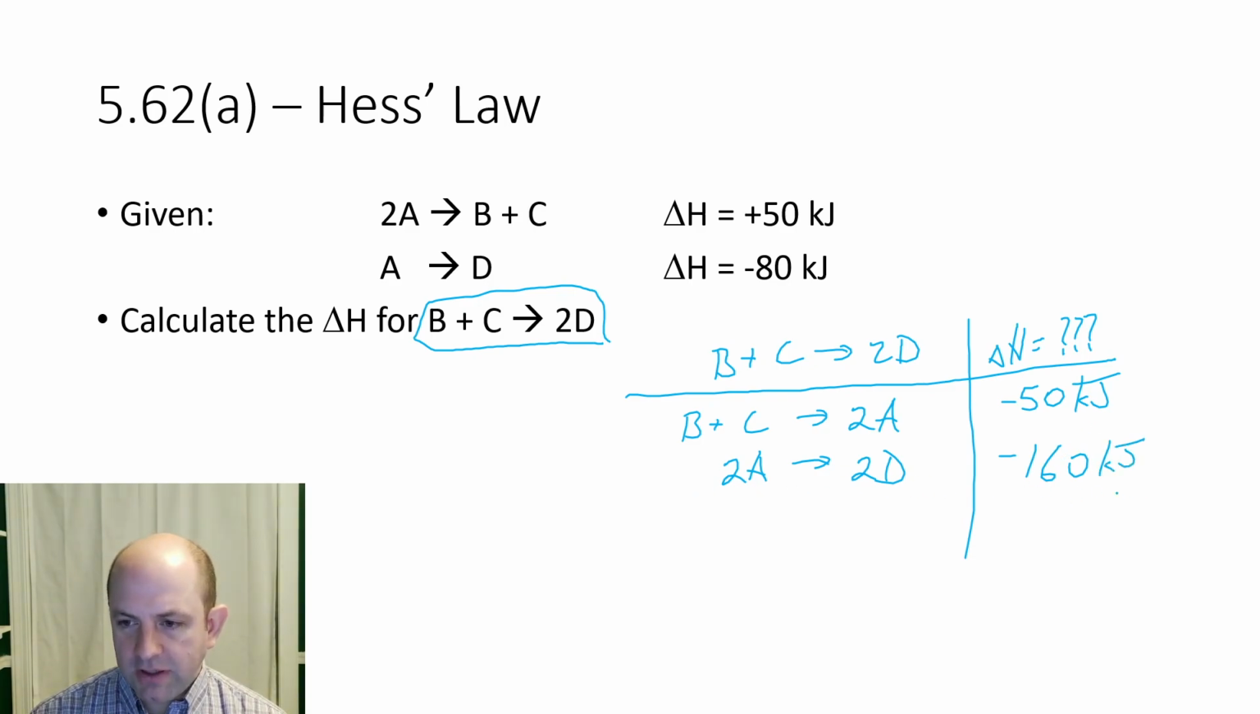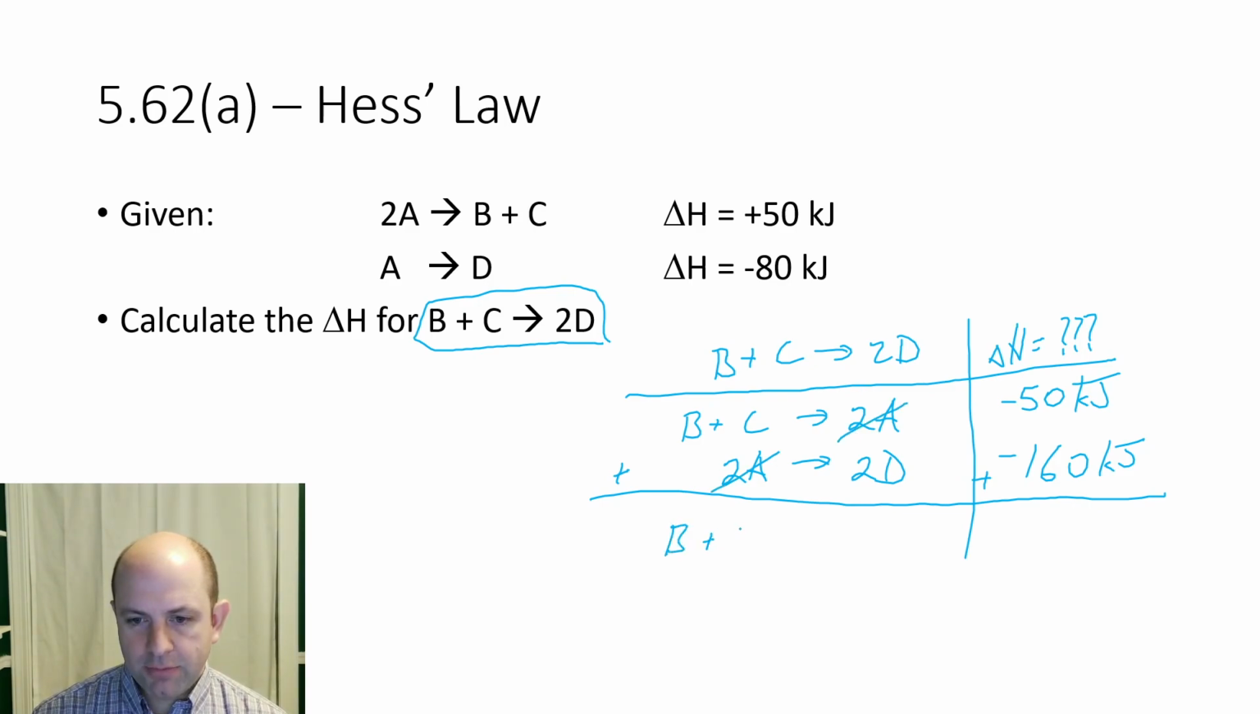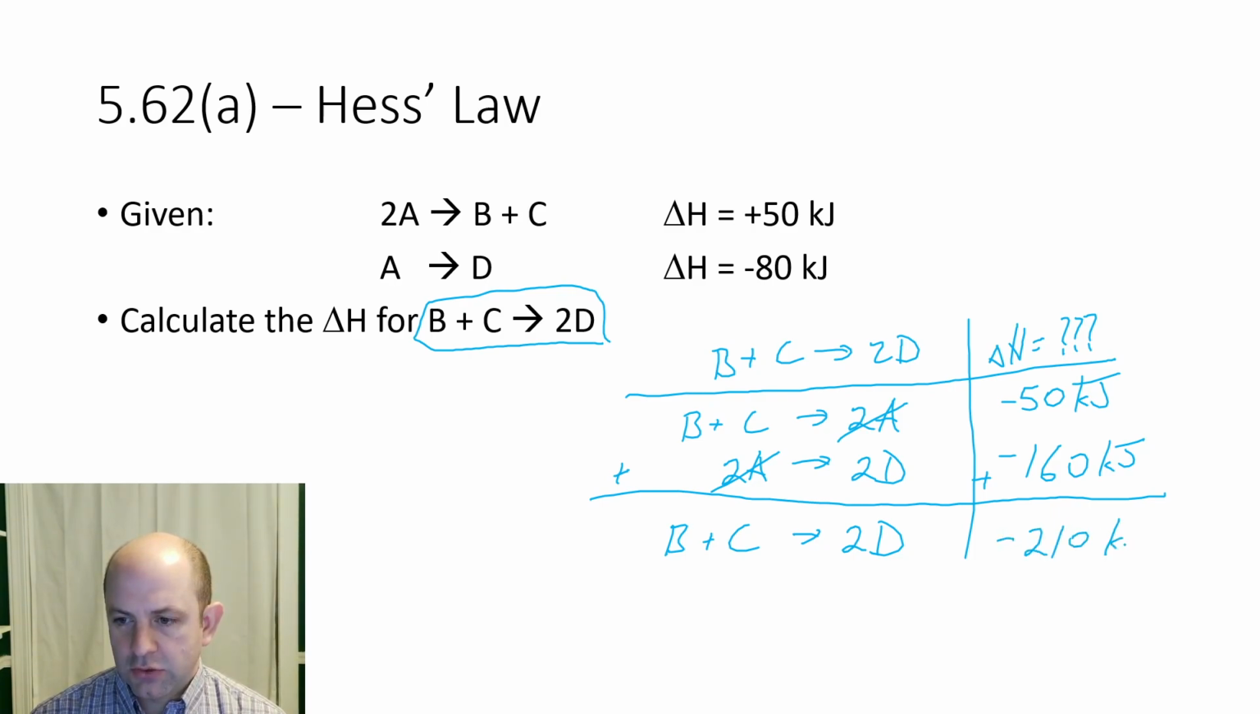And now it looks like I'm ready to add these up. So I'll add those and I'll add those. In this case, hey, 2A and 2A, they cross out. That's good. We get B plus C goes to 2D. And I add these up as well, so negative 50 and negative 160, so that's negative 210 kilojoules.